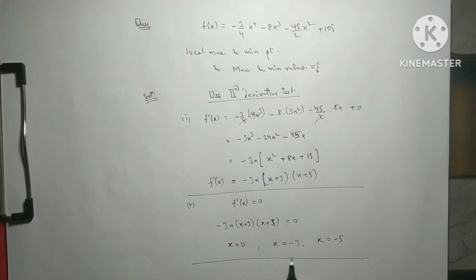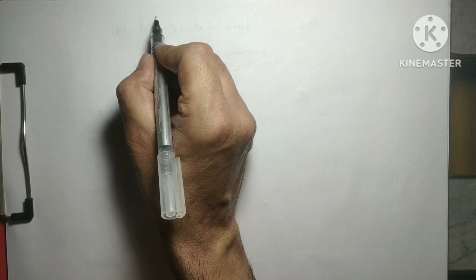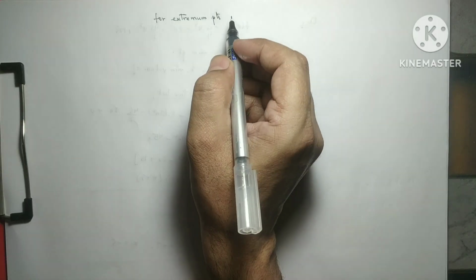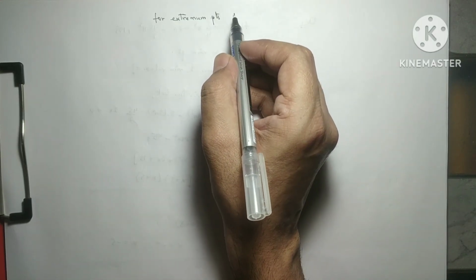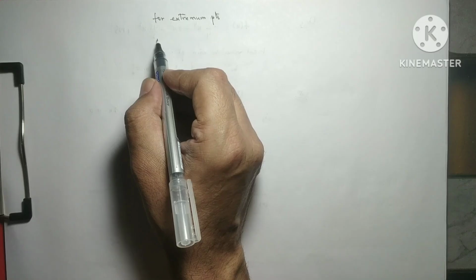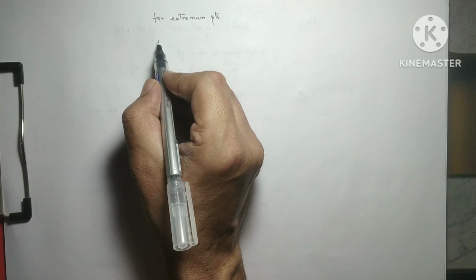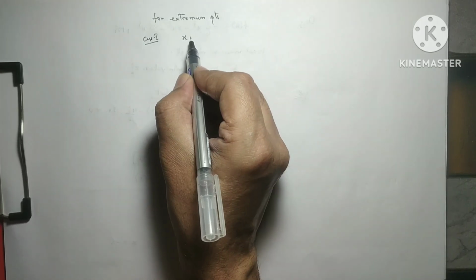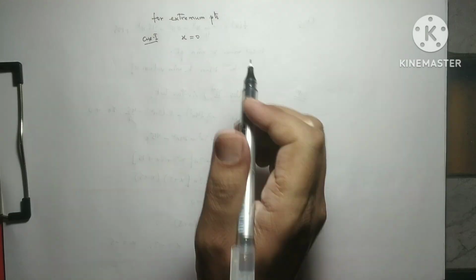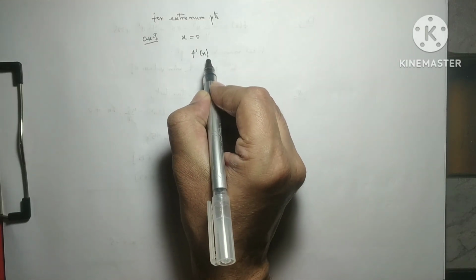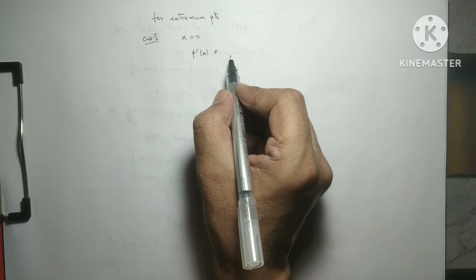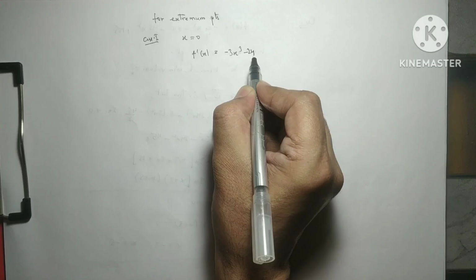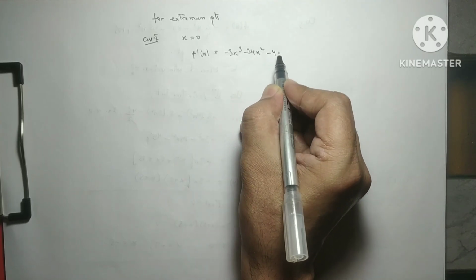Now we will check the local maximum and local minimum points, the extremum points. So first we will take case 1, x equals to 0. We have f dash x, that is minus 3x cube minus 24x square minus 45x.